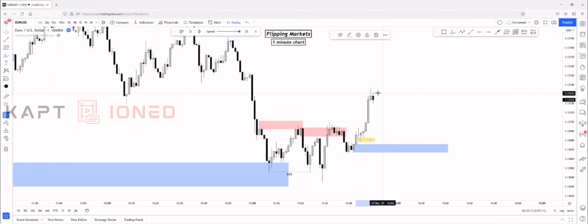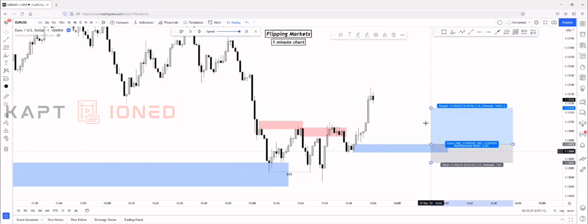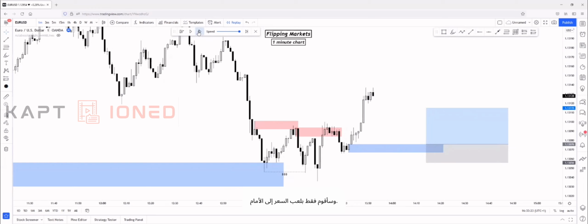So we are waiting for this zone to be tapped. I can actually set an order limit on this demand zone with a 2 pip stop loss. And now we just play price forward.